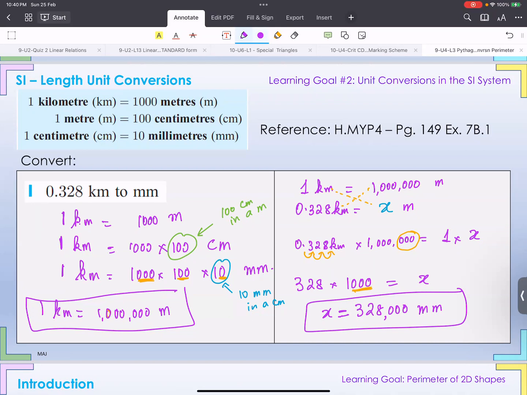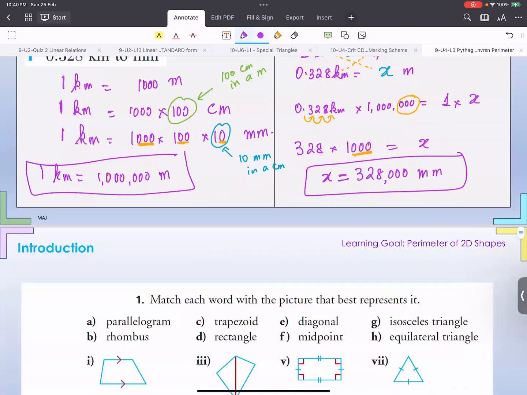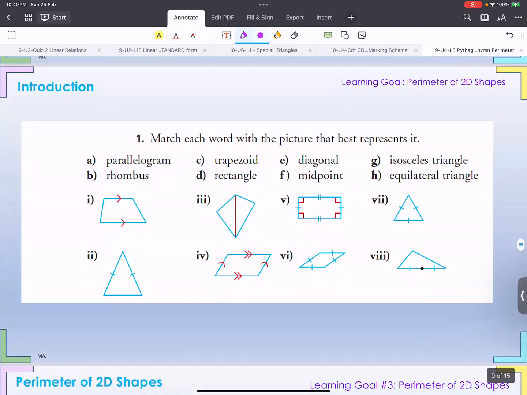Okay, hope that was easy. So that completes the second learning goal, unit conversion using the SI system. Make sure you try your homework out for this, okay? We are going into the third learning goal, perimeter of 2D shapes.